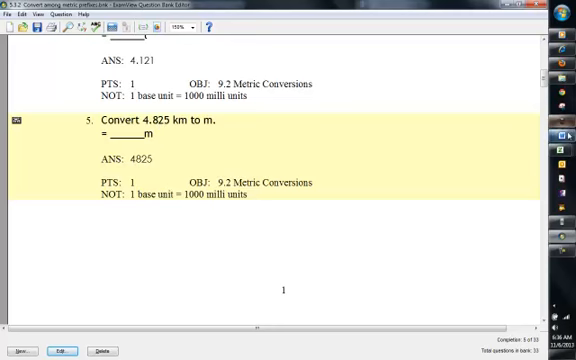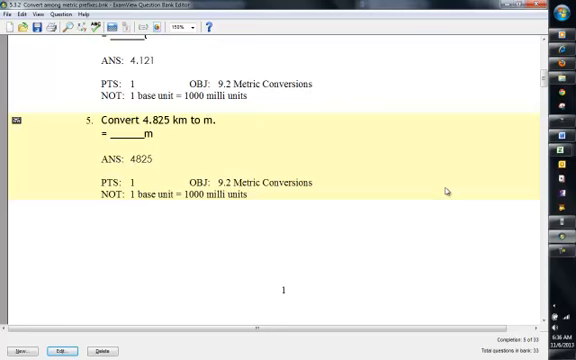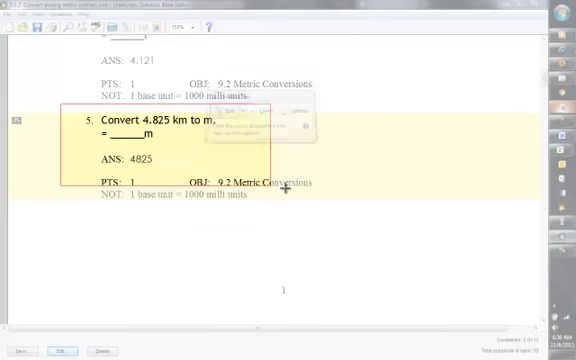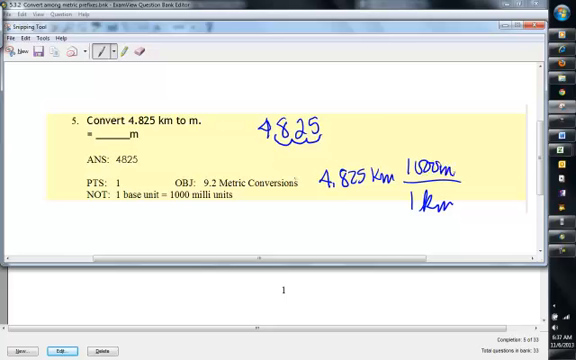4.825 kilometers to meters. On our chart, kilo is here, and we're going up 1 to meters. Move the decimal point to the right. So on our calculator, on our number 4.825, we're going to move it 3 places to the right. 1, 2, 3, and we get 4,825. Or we could take 4.825 kilometers times 1 kilometer is 1,000 meters, and we would still get 4,825. Next one.